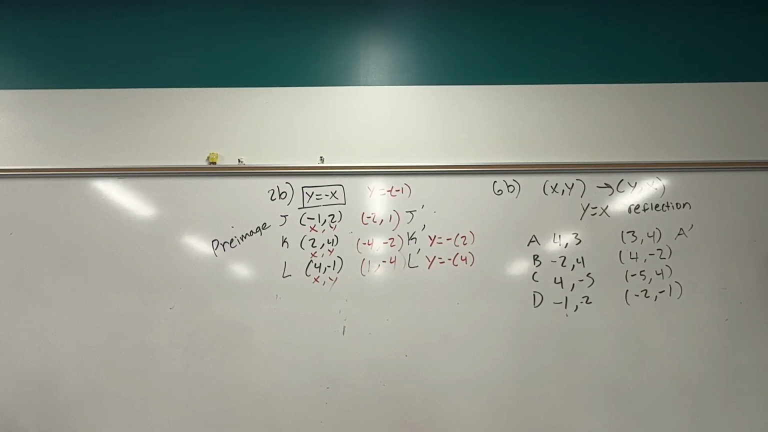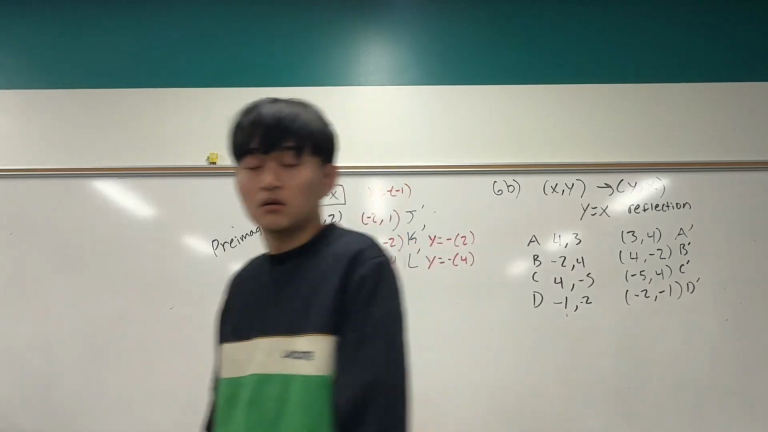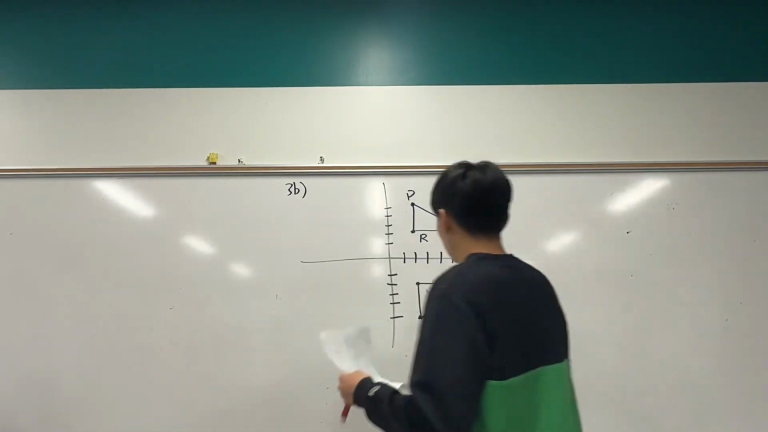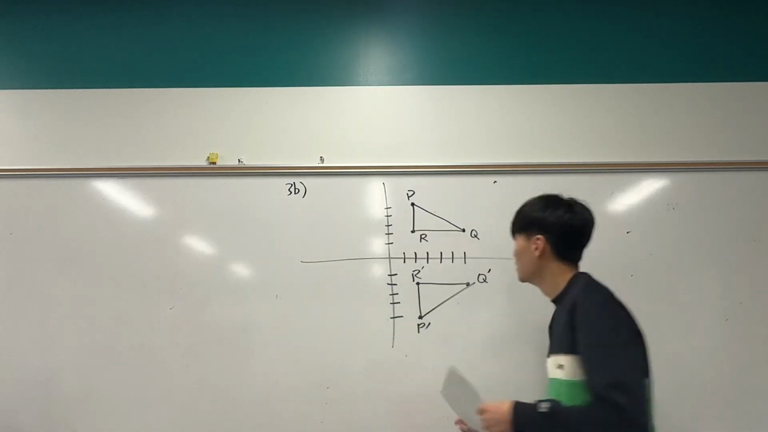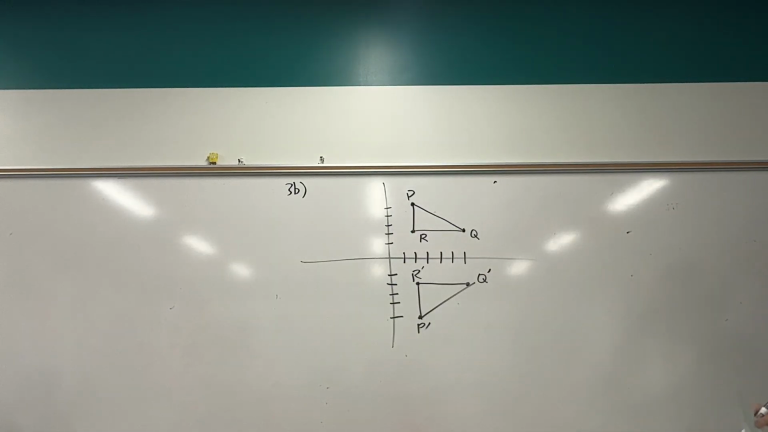Very cool. Let me write B prime, C prime, D prime. Okay. Nice. Okay. RQ. Okay, I didn't list the points.